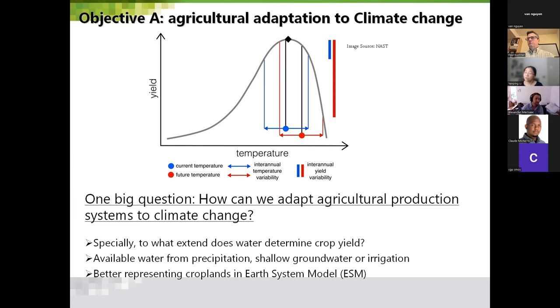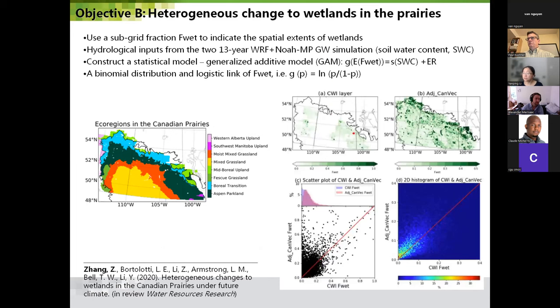Okay, this is our agriculture study. The other project that's ongoing at the same time is the study of wetlands. We know the prairie pothole wetland provides many important ecosystem services, like attenuating flooding, storing carbon, and supporting globally important waterfowl populations.